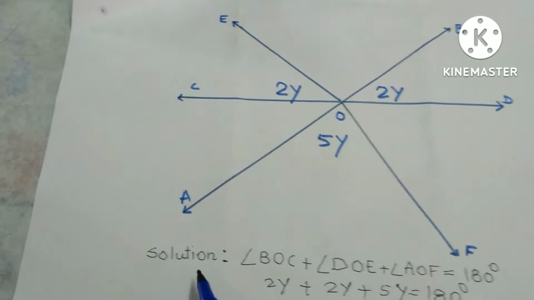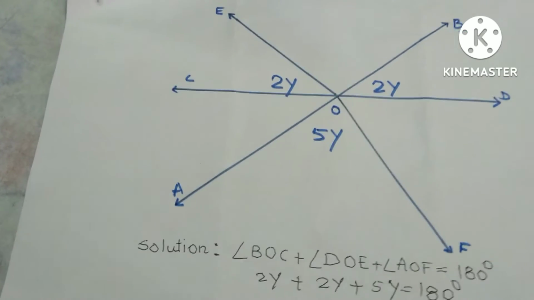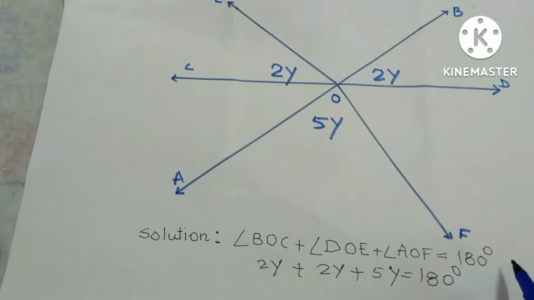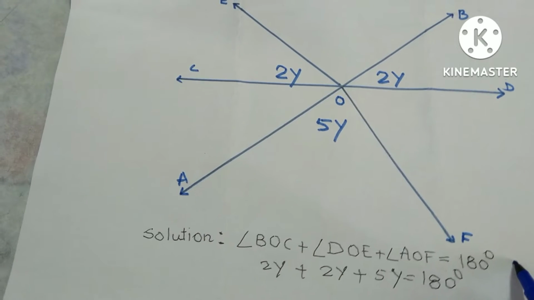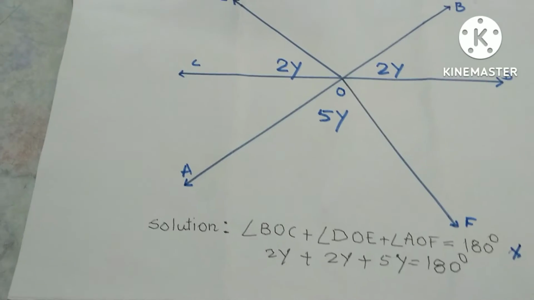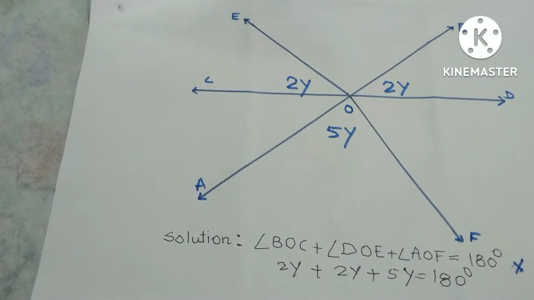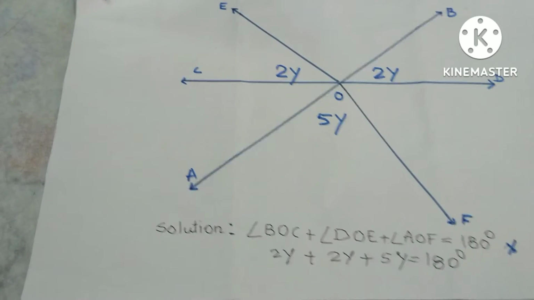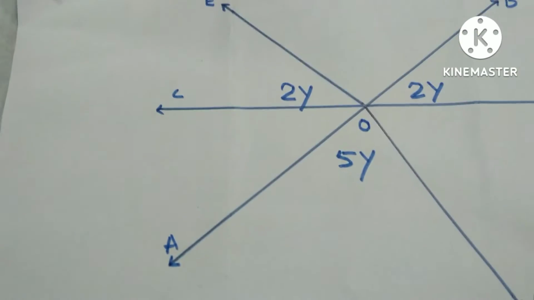Next, we are coming to the solution solved by the general students. Solution is here. And in the solution, the student writes angle BOC plus angle DOE plus angle AOF is 180 degrees. This was also a wrong step. What was wrong? It is up to you. You have to find and you comment what the fault was. If you are very genius, you could easily find the fault. Now, we are going to show you the right solution. And the right solution starts now.